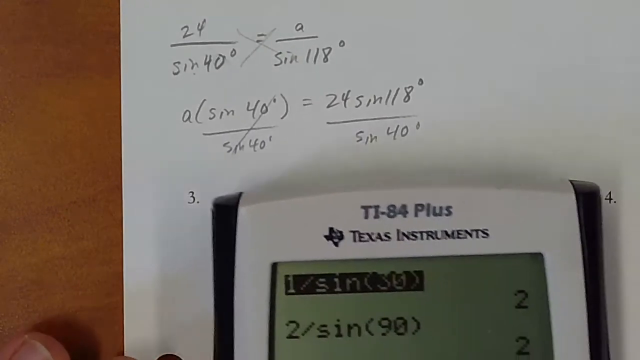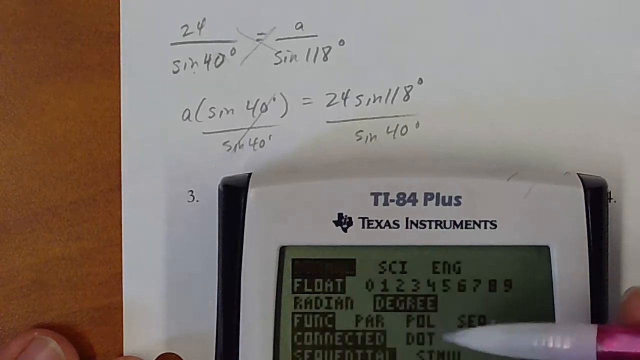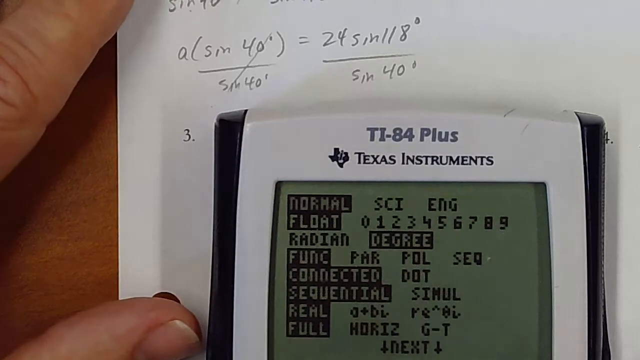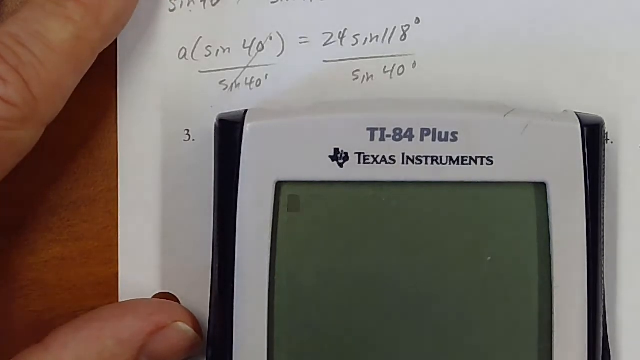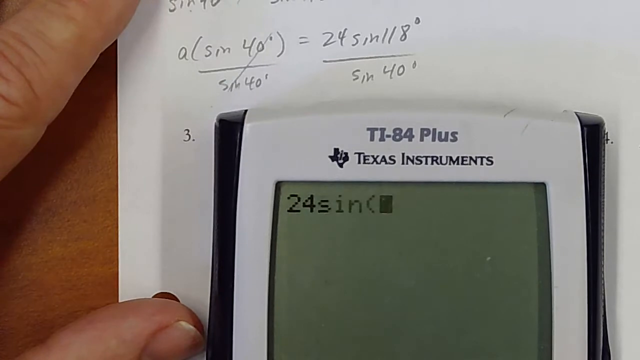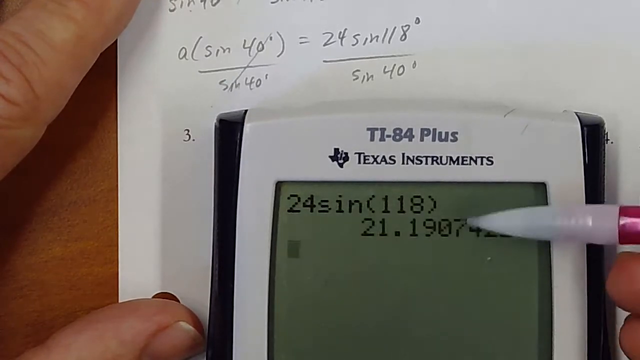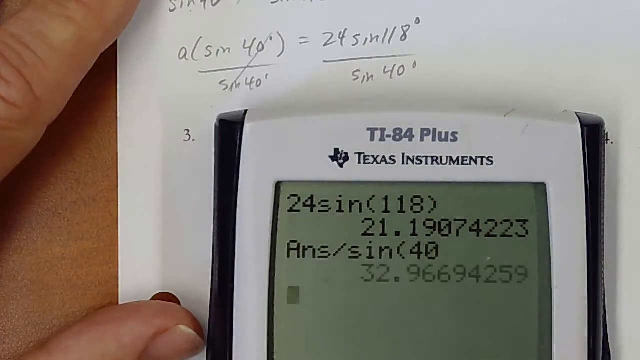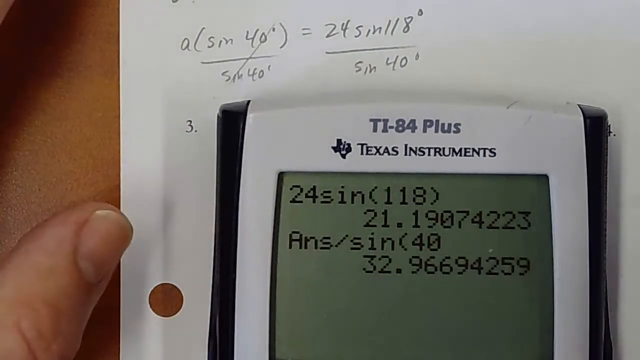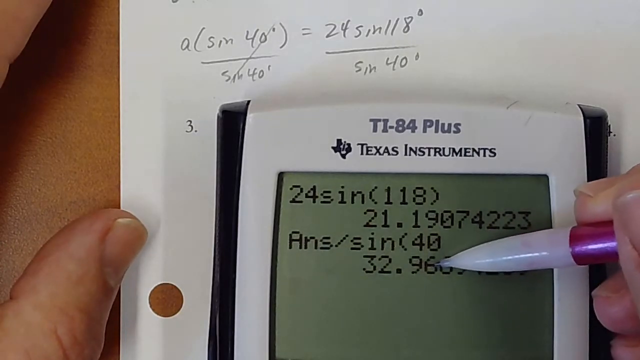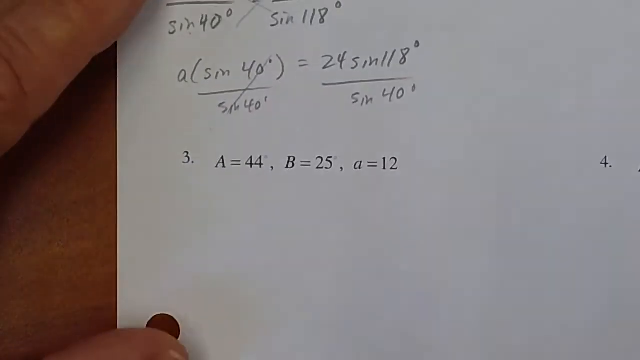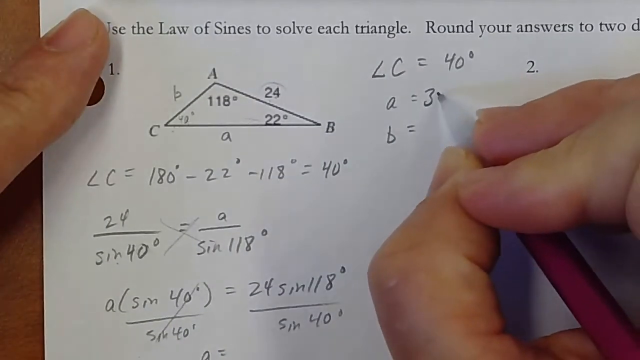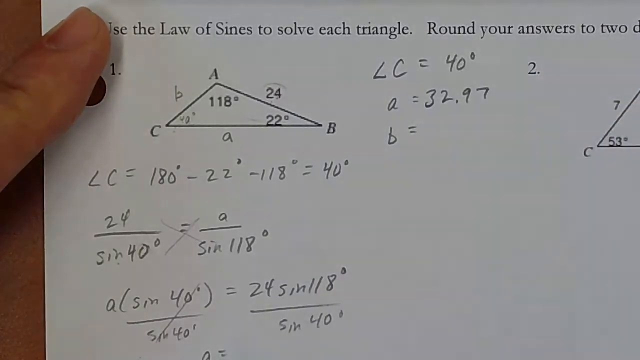Okay, and then you just got to double check that your mode is in degrees again. I already am, but if it's in radians from maybe a graph or something, you need to change it back. And I'm just going to punch all that in. 24 sine 118. Okay, so we get this on top, and then I divide that by sine 40 degrees, and I get my answer for A. It said 2 decimal places, so it's going to force me to take this up to a 7. 32.97 is what A is equal to. I'll just put it up here. 32.97.